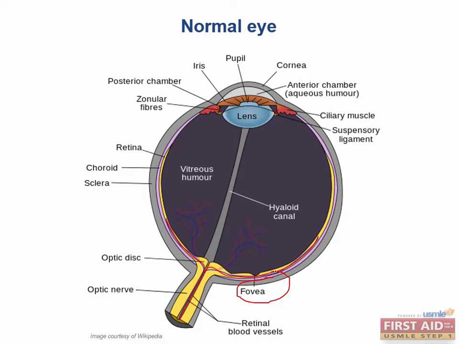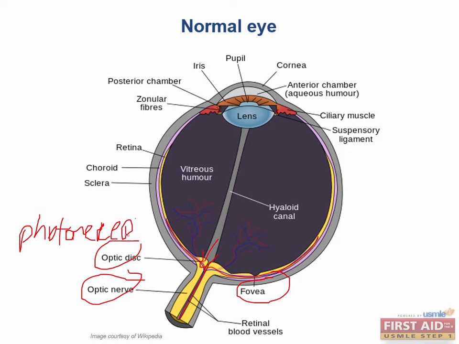Now, slightly nasal to the fovea is the optic disc. This is where the optic nerve exits. It is also your blind spot because there are actually no photoreceptors at the point at which the optic nerve exits.